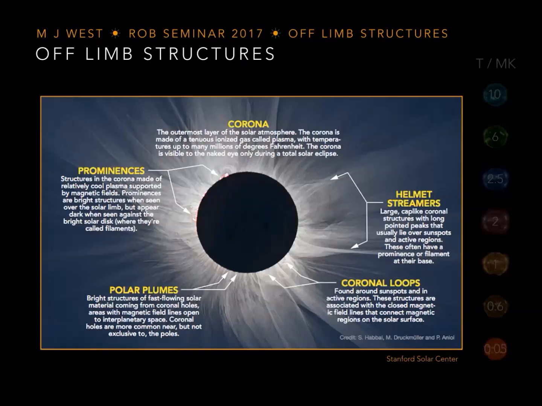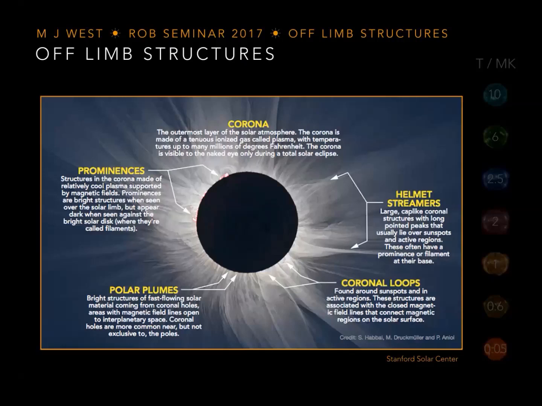Here we see what I call the extended corona. We see these wonderful streamer structures, large cap-like coronal structures with pointed peaks, which are created by the expanding solar atmosphere dragging out the field lines and the emission. They often overlie the active regions that you saw on the solar disk, and often have prominences and filaments at their base.